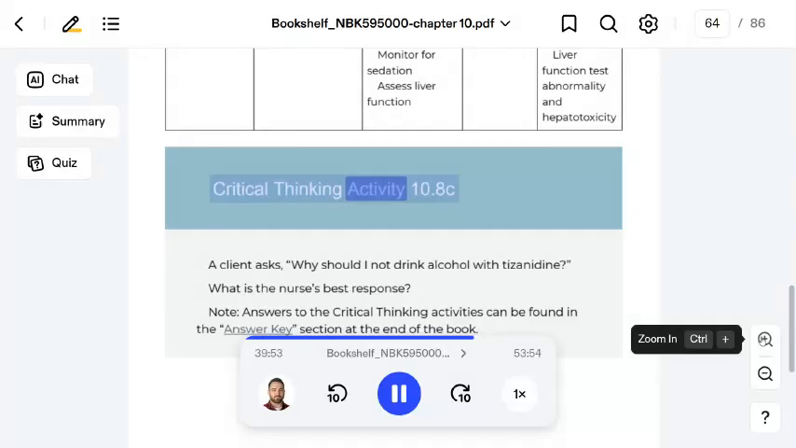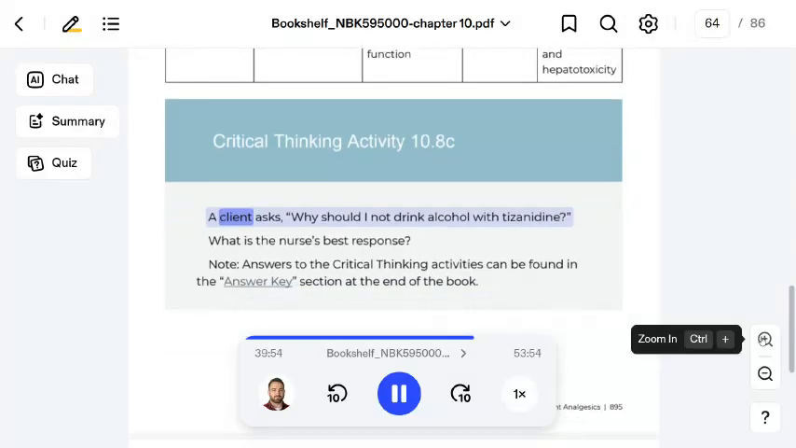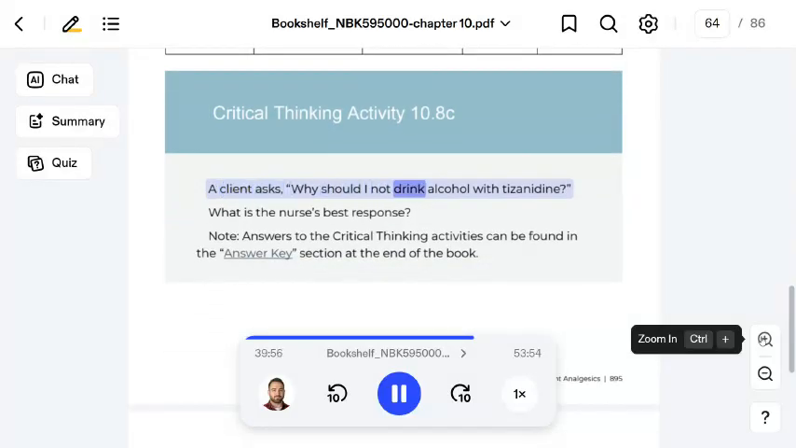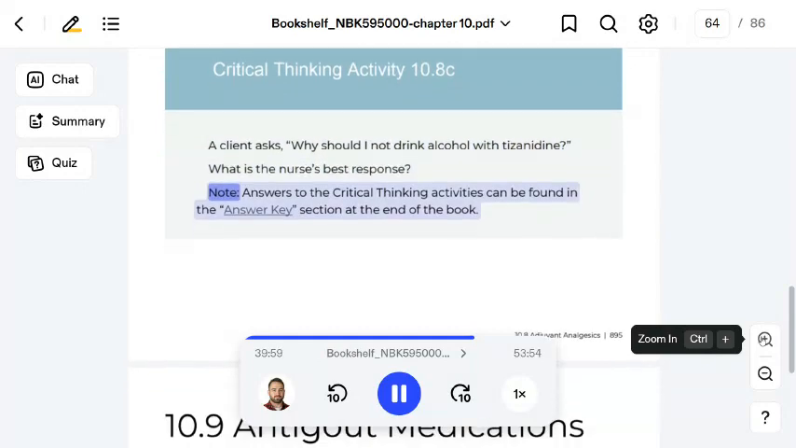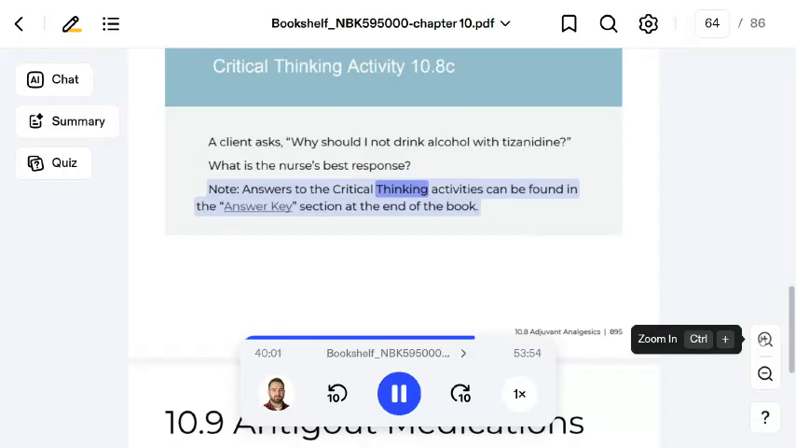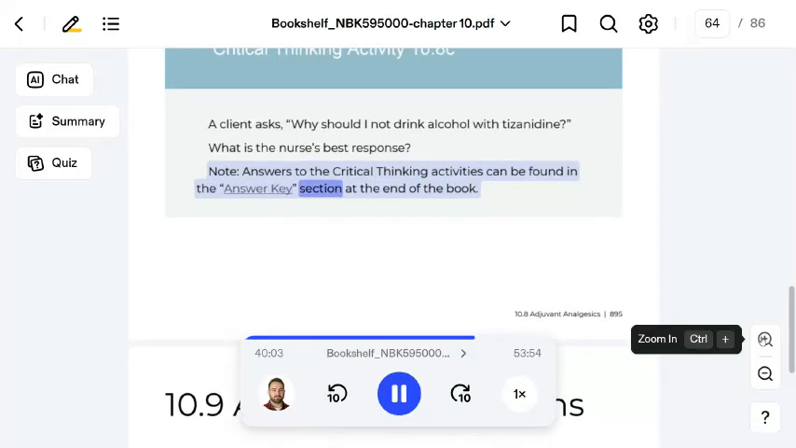Critical Thinking Activity 10.8c. A client asks, why should I not drink alcohol with tizanidine? What is the nurse's best response? Note: answers to the critical thinking activities can be found in the answer key section at the end of the book.